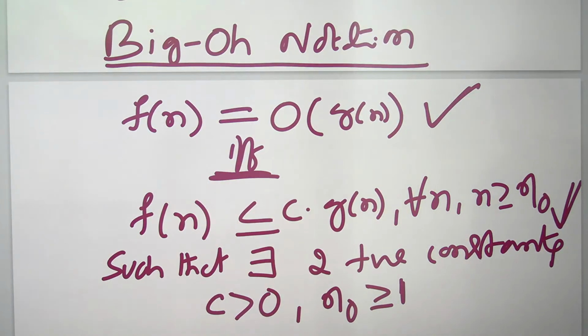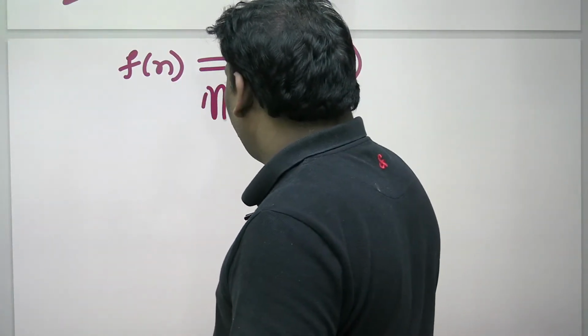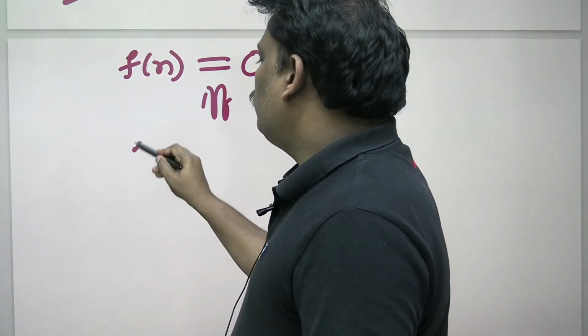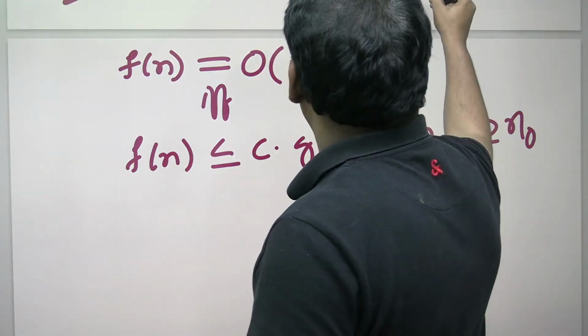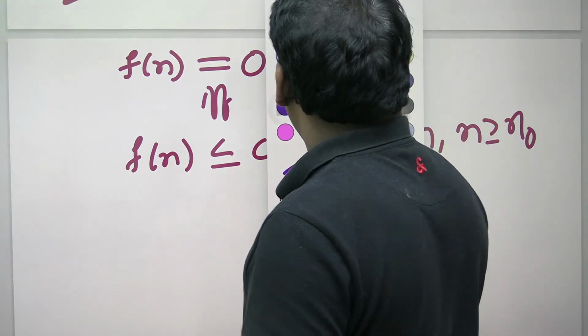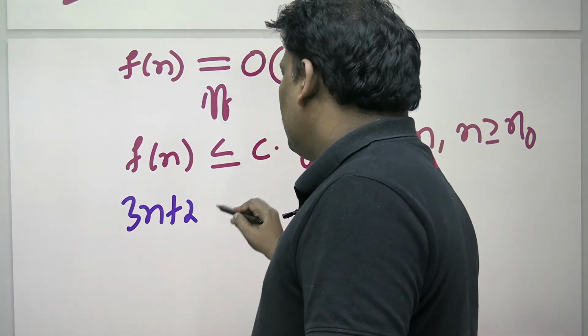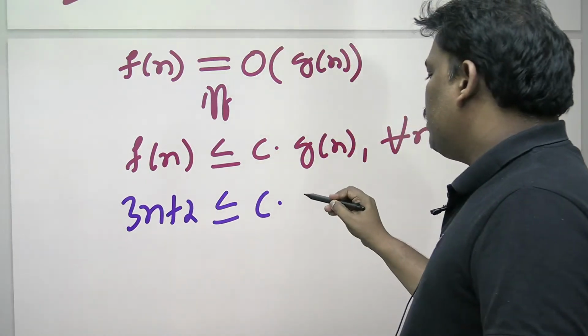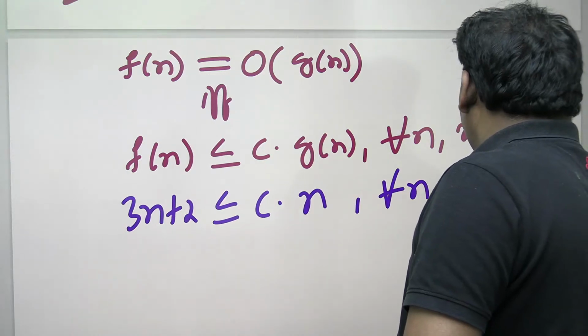f of n less than or equal to some c into g of n for all n where n is greater than or equal to n0, such that there exist two positive constants c greater than 0, n0 greater than or equal to 1. I am writing now. If you want to say this, if and only if you satisfy this condition. Let's see our actual function. What is the actual function? F of n is 3n plus 2 less than or equal to some c into g of n, which is n, for all n where n is greater than or equal to n0.